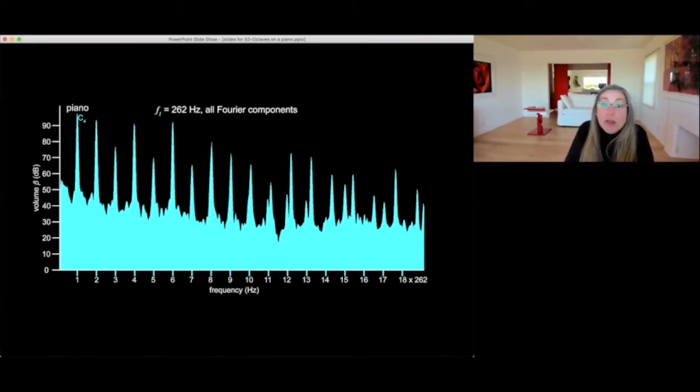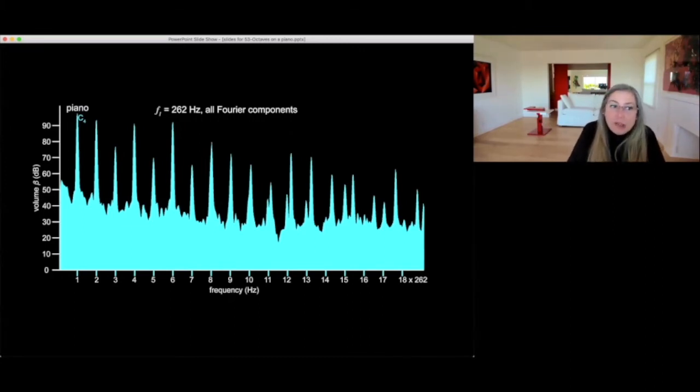But you can see that some of them have greater volume than others. For example, the first Fourier component has much greater volume than the third. By how much exactly? Let's see. The first Fourier component has 95 decibel or thereabouts on the vertical axis, whereas the third component has approximately 75 decibel. That's a difference of 20 decibel.